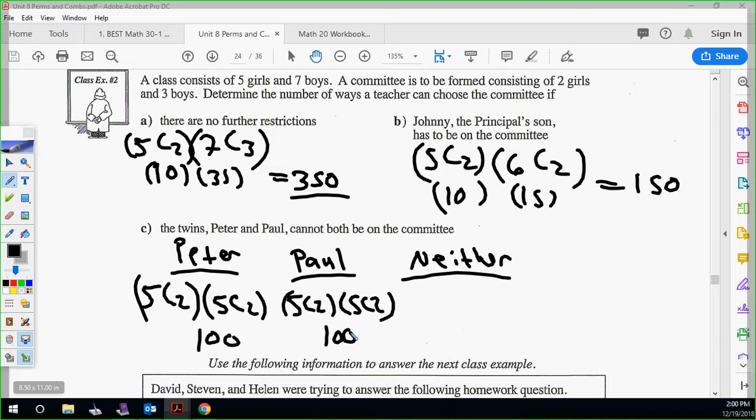And then the neither, what would neither be like? It's the same thing again. It's the same thing in terms of number, but it's 5C2 for girls, and then it'd be 5C3 for boys. Why is 5C2 and 5C3 the same? Because what's 2 plus 3? Yeah, the opposites we learned last class, right? So this is also 100. So the answer is there's 300 ways that you could have a committee that meets that requirement.